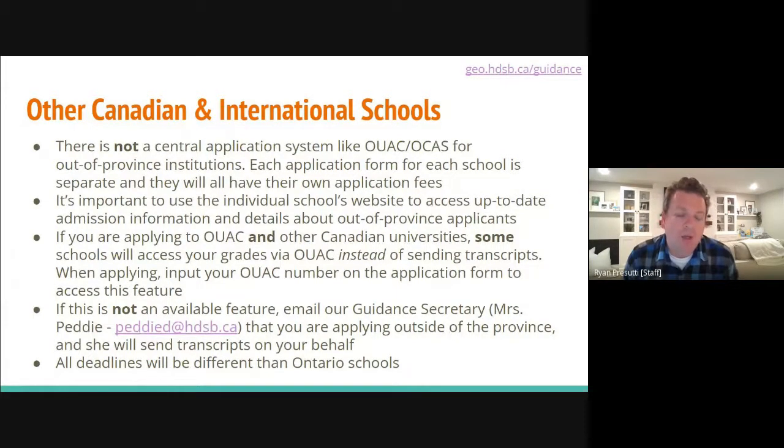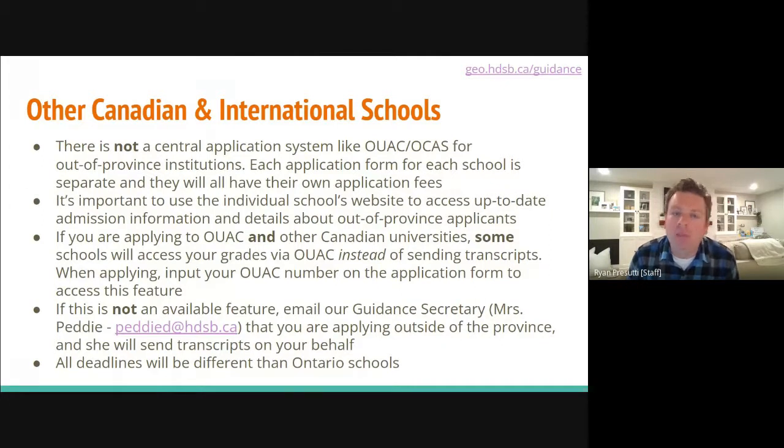So if your student is considering applying to a school outside of Ontario, you would need to have your student look at that school's website and apply directly on that school's website. Of course, each school, McGill, UBC, Dalhousie out east, will have its own fee. But you will apply on each of those schools' websites as an out-of-province applicant.